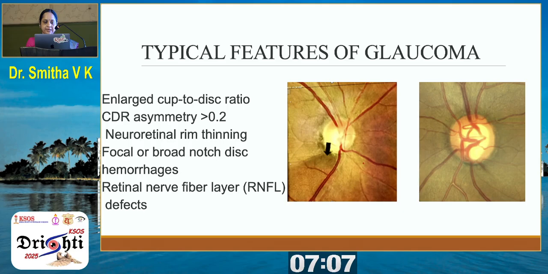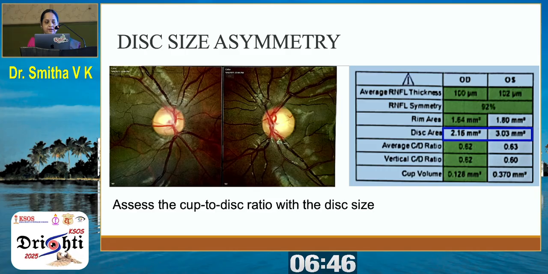Disc hemorrhages can be seen. This is more commonly seen in normal tension glaucoma. It is seen more in the inferior or superior rims and is usually perpendicular to the disc. RNFL defects, which are wedge shaped, extend from the disc and span out peripherally, and are common in glaucomatous conditions. If there is any cup disc ratio asymmetry in both eyes, we have to assess the disc size. In this patient, the left eye has more cup disc ratio, but the left eye disc area is more.